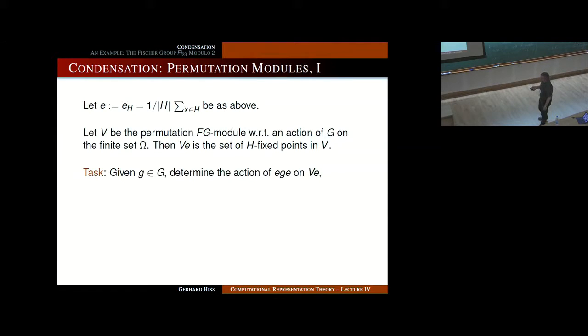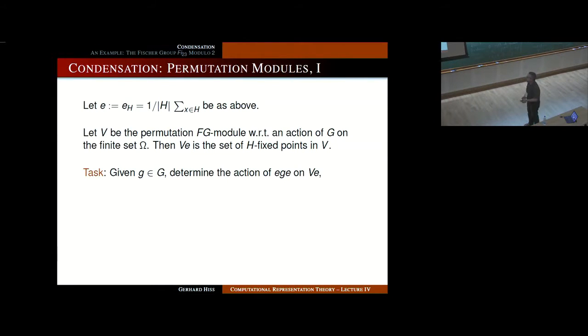And now, which elements to choose in this algebra EAE? We could take any element in A and try to find the action of EAE, but we take group elements. So given a group element G, we have to determine the action of this element in the condensed algebra on the condensed module, without the explicit computation of the action of G on V, without writing down the permutation matrices, even without writing down the whole permutation, because we have very large permutations.